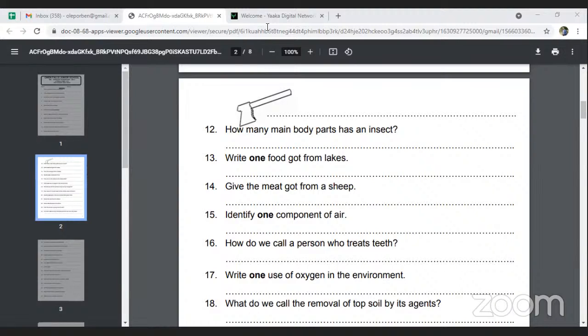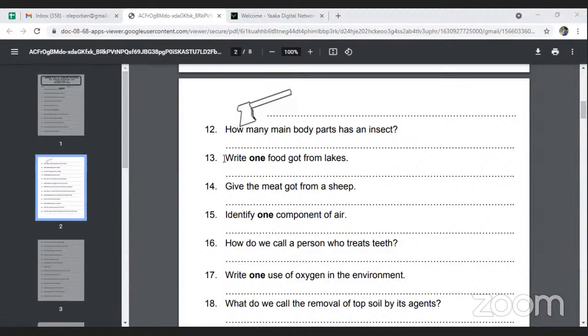Okay. So I want you to read number 12, if you can see my screen. How many main body parts has an insect? So you tell me the answer. Three main body parts. Okay. So let me ask Asante, read first number 13 and give the answer.